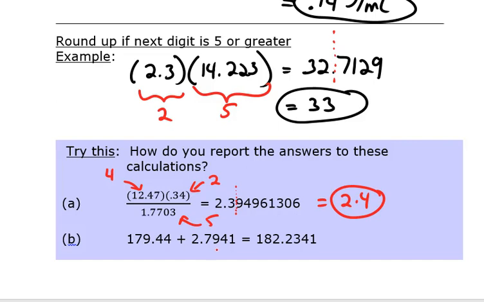In B, we're doing addition. We look at places. Okay, in this first number, we have 2 places after the decimal point, and in this second number, we have 4 places. So our answer will have 2 places after the decimal. It doesn't affect how many total digits we have, just how many are after the decimal. So we go to our number, we go 2 after the decimal point, cut it off, look at the next digit, it's a 4, so we don't round up, we keep it at 182.23 for our answer.